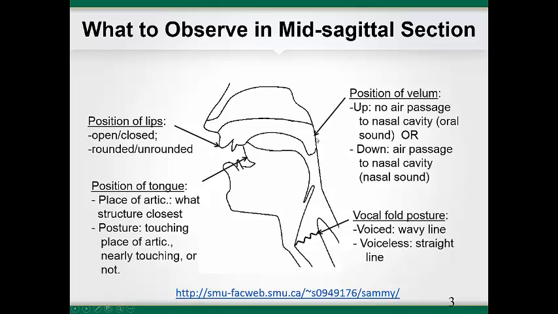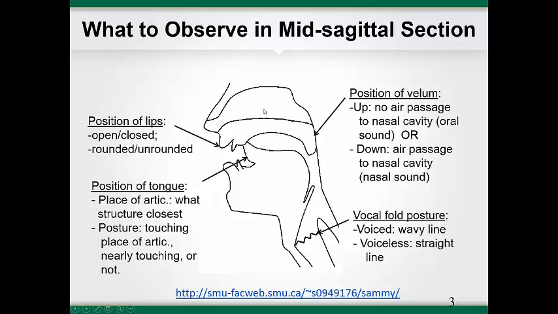Next, look at the position of the velum. The velum will be in the raised position and depicted as touching the posterior wall of the nasal cavity for every manner of articulation for the consonants except the nasal sounds. For the nasal sounds, a small channel will be depicted between the velum and the posterior wall of the nasal cavity, allowing air to flow from the pharynx, here, through the channel and into the nasal cavity.